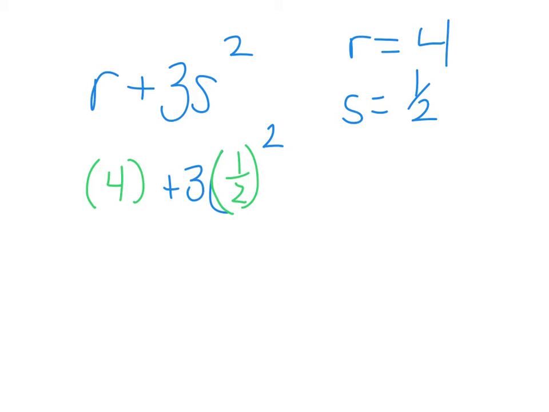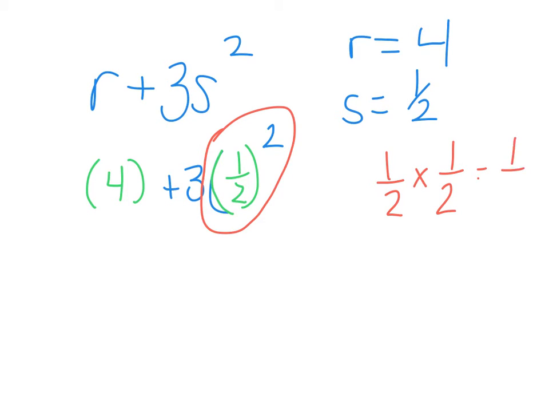It tells us that we need to do exponents first. So over here we have 1/2 squared, which is 1/2 times 1/2. When we multiply fractions, you multiply across the top and across the bottom, and we get 1/4. So now going back to the original, we have 4 plus 3, again, this is times 1/4.